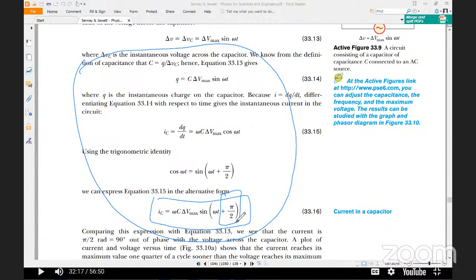Now the phase of the current is greater than the voltage phase. Okay. Jadi fasenya ini lebih dulu, lebih besar daripada fase tegangan. Jadi fase arus mendahului Pi per 2 terhadap tegangan. And this term is the maximum current. According to the analogy with Ohm's law, this one has the unit of.